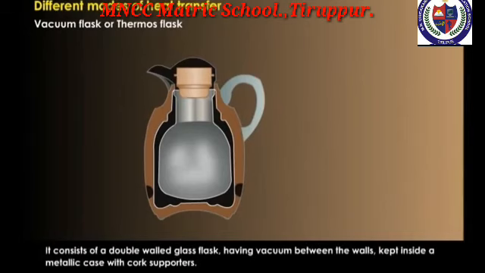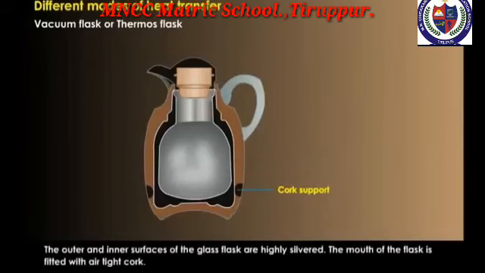It consists of a double-walled glass flask having a vacuum between the walls, kept inside a metallic case with cork supporters. The outer and inner surfaces of the glass flask are highly silvered. The mouth of the flask is fitted with an airtight cork.